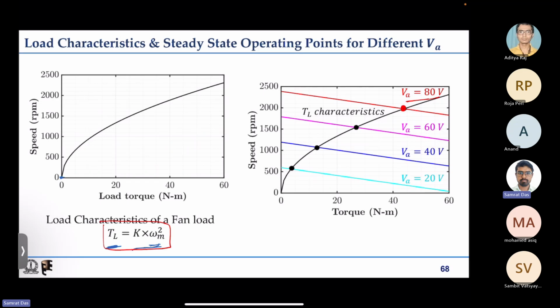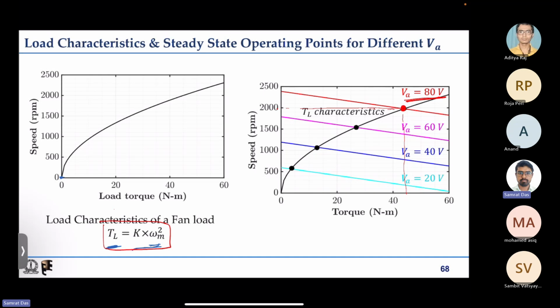What does that mean? If we apply 80 volt to this particular motor and connect it with a load having a torque speed characteristic like this, as shown in the left hand side figure, then the motor will operate at about 2000 rpm while delivering a torque little higher than 44 newton meters.